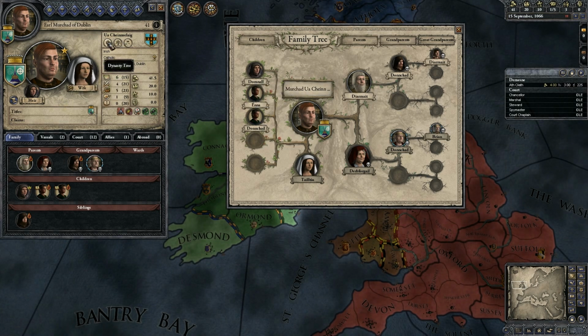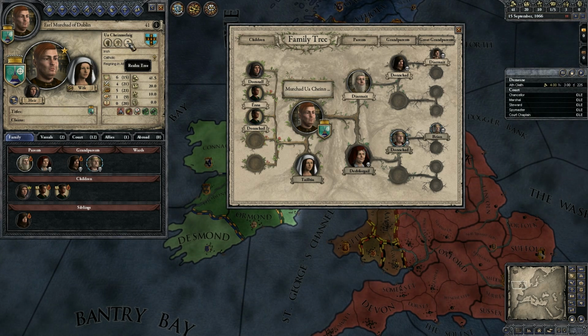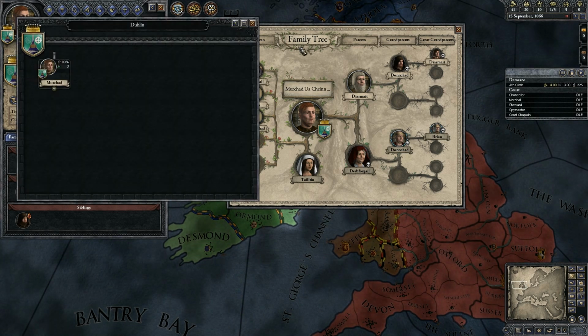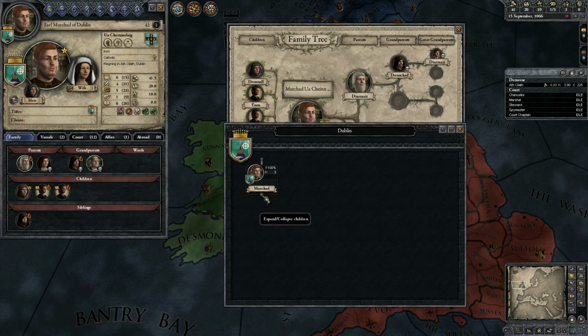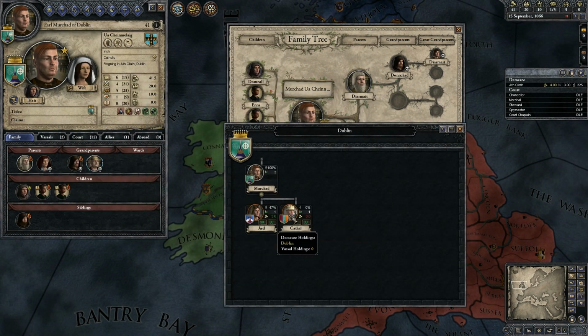The other thing to worry about then is a thing called a realm tree, and that is just, as opposed to dynasty, this thing just shows you what you own, and currently that's you with 2 vassals, and we're going to come on to that next.